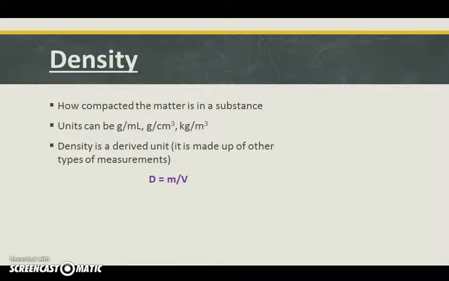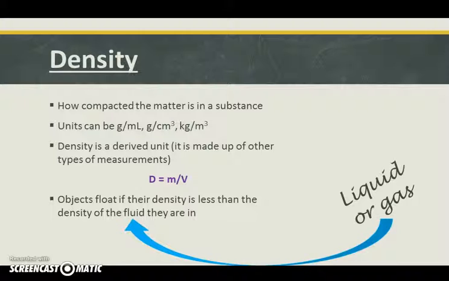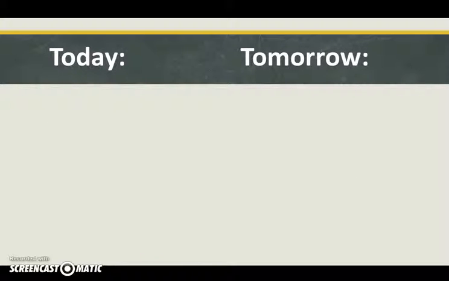And so what we have is a formula that goes with density. So D equals M, mass, divided by volume. Okay. Now, objects will float if their density is less than the density of the fluid they're in. So, for example, water has a density of about 1.0. So anything with a density of less than 1.0 should float in water. Okay. Now, when I say fluid, that could be a liquid or a gas. Okay. So it could be water. It could be in the atmosphere. So think about things that float in the atmosphere. And we'll do an example or an experiment with density.